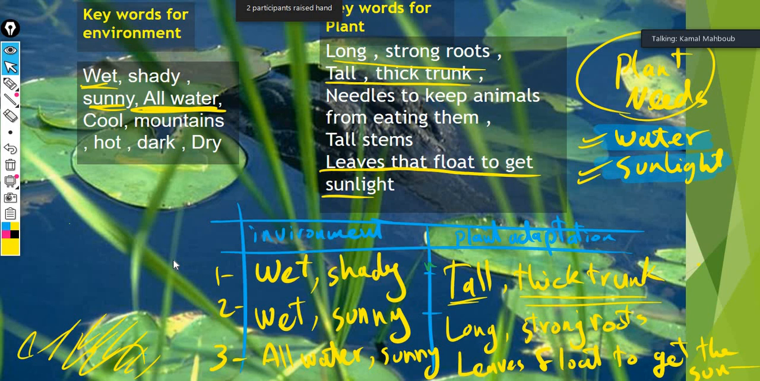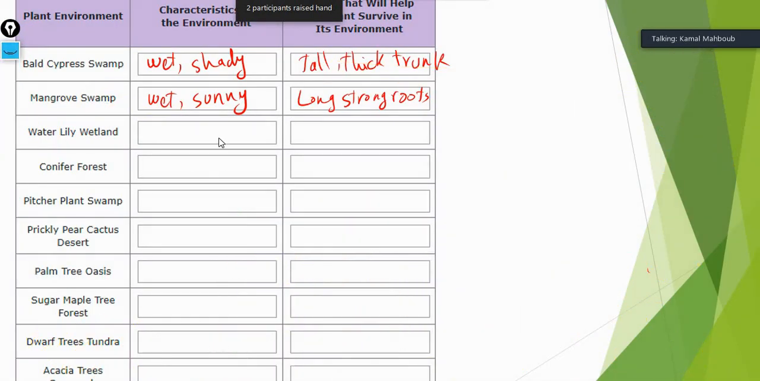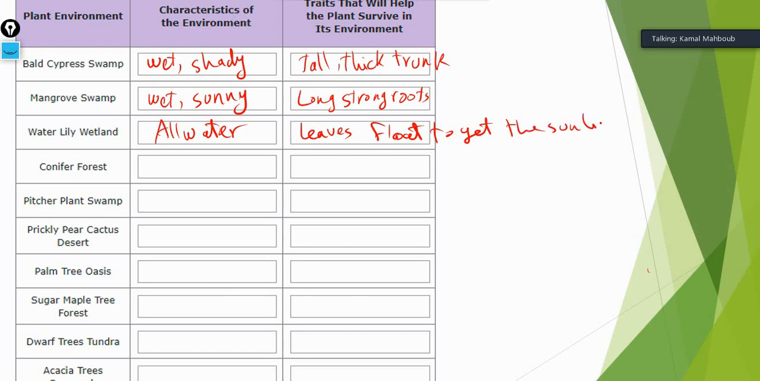Okay, now back again to the schedule here and write in lily plant, write this plant, this place at first, all water, and the leaves float, okay, to get the sunlight, like that. Like that, guys. You will answer all of them the same way.